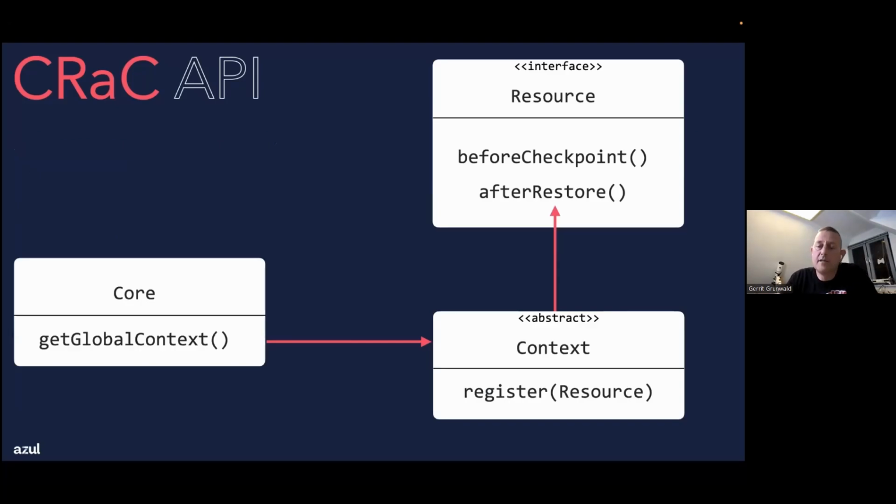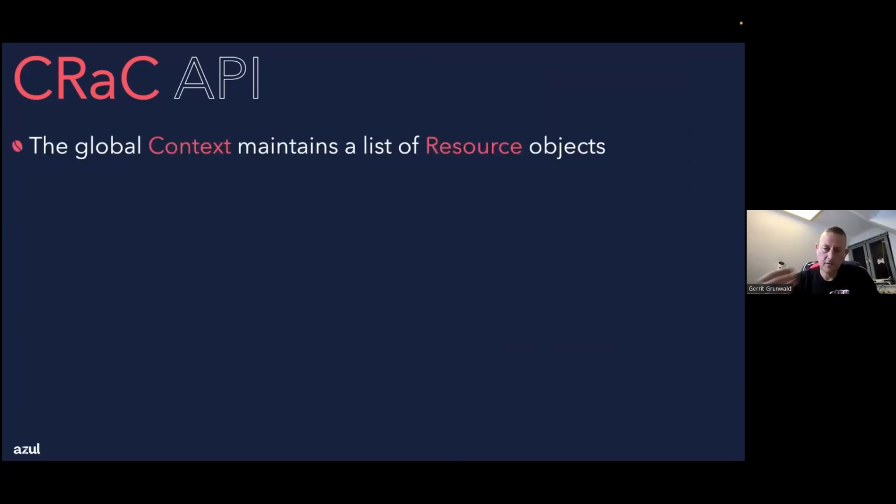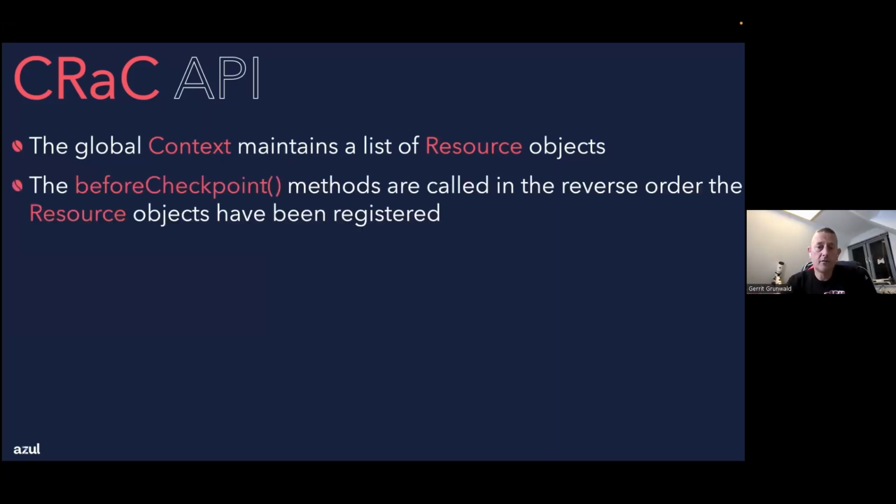So that means you have your class, you implement the interface first, then you get the Core.getGlobalContext, and then into this context, you register this resource. This is what you do, and usually you do that in the constructor or something of the class, but this is the place where it belongs most of the time. So then this context maintains a list of all the resources that you registered in it, and it also keeps the order you registered these resources.